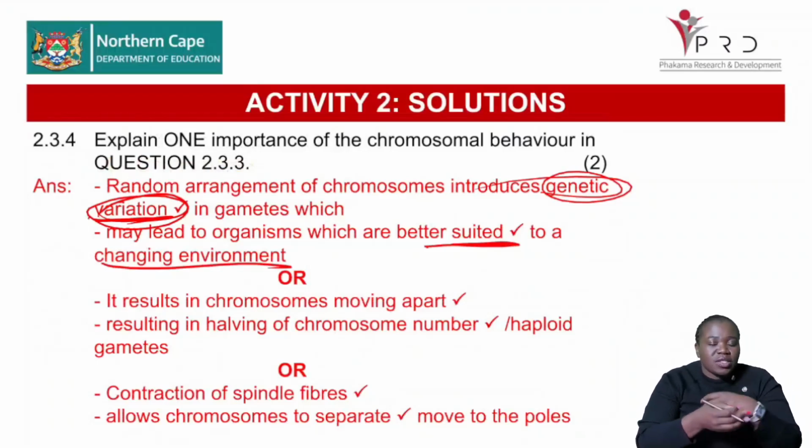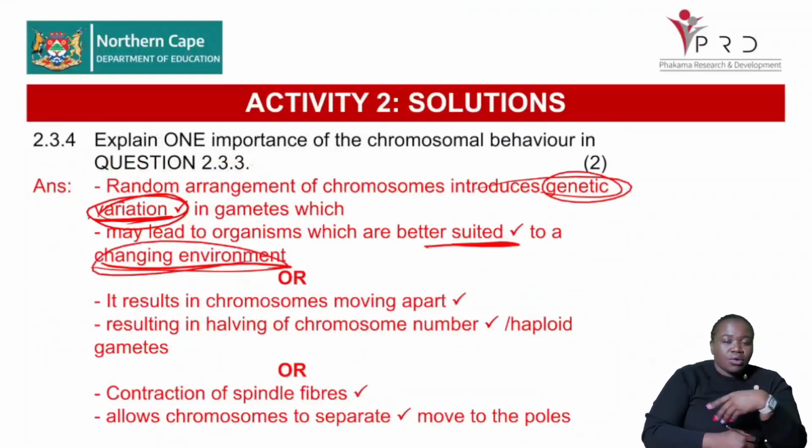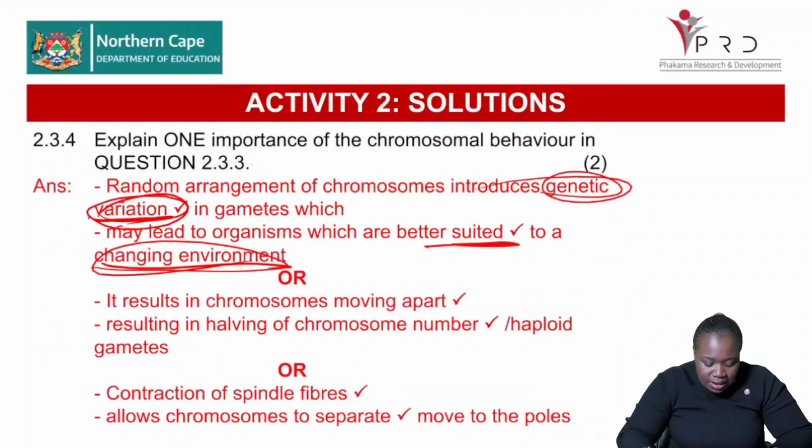When the environment changes and the organisms produced are different from each other, it means that some are going to be well adapted to that environment, they can survive better, whereas some are not going to be well adapted and they will not survive. Unlike when all the chromosomes are the same, all the cells are the same, all the offspring produced are the same, and therefore when there is a changing environment, all the organisms produced from the same cells will then disappear, and that could lead to the extinction of a species, right? So we need genetic variation so that organisms can easily survive.